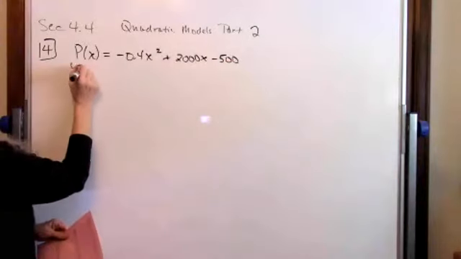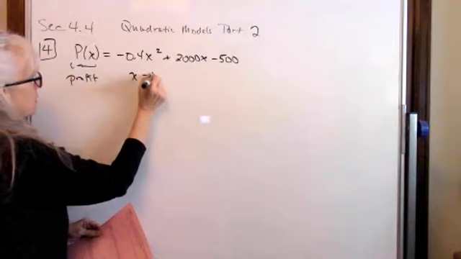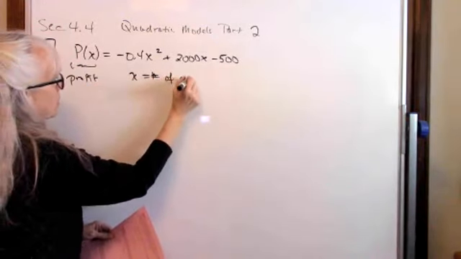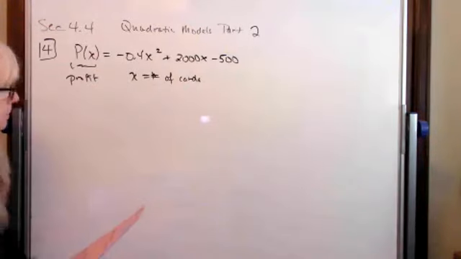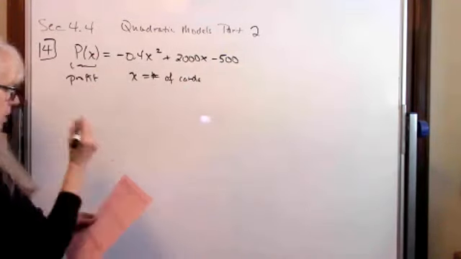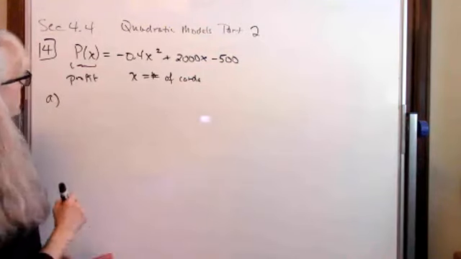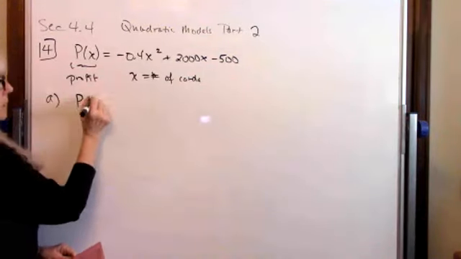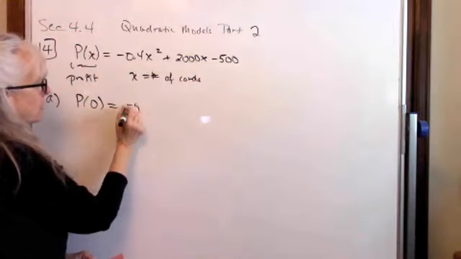So this is our profit. And x is the number of cards that are made and produced and sold. So x is the number of cards. Part A gives us find the y-intercept and explain what it means in this context. Well, we know the y-intercept is when x is 0. We plug 0 in for all our x's. All that's left is that negative 500.